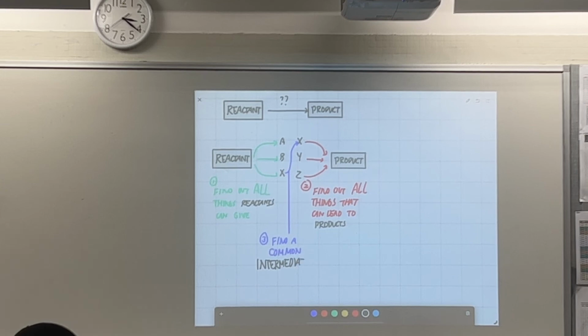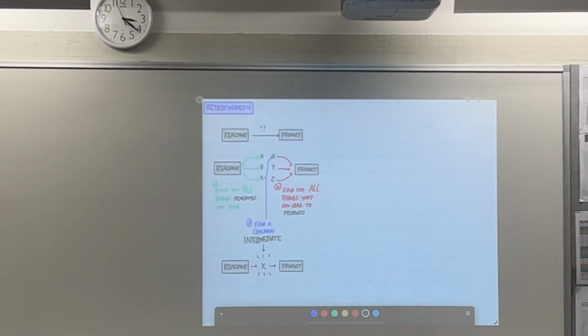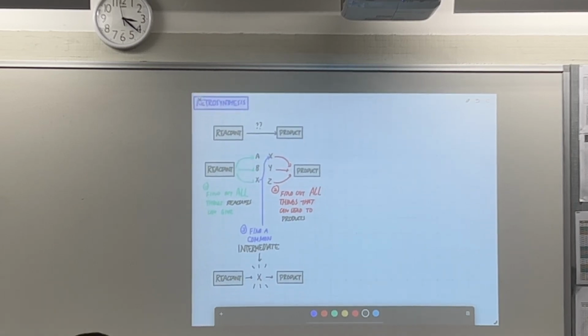So in this reaction, you have reactant becoming X becoming product. So you can write down that's the intermediate. So you have reactant becomes X. So this is the intermediate. Find a common intermediate, and that's what you do. Let's use this example to illustrate.